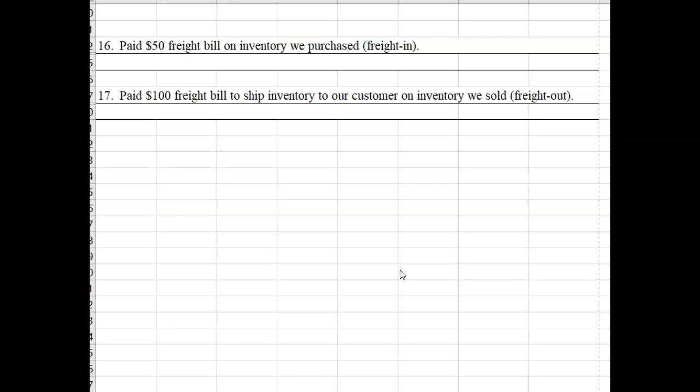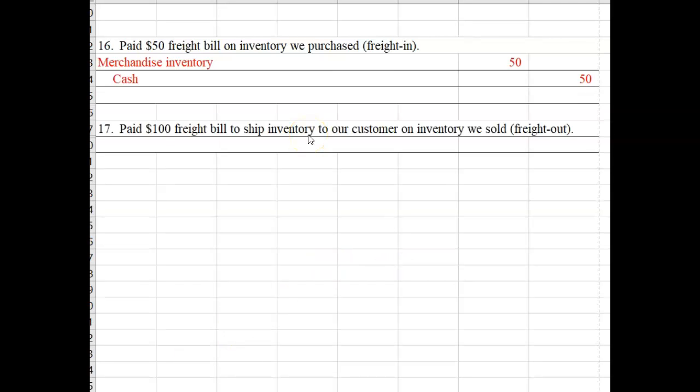Numbers 16 and 17 do not refer to any fact pattern. It simply says, number 16, the company paid a $50 freight bill on inventory it purchased. This is a freight in example. How would you record that journal entry? Freight in always increases the cost of the merchandise inventory purchased. So debit merchandise inventory, $50, credit cash, $50.